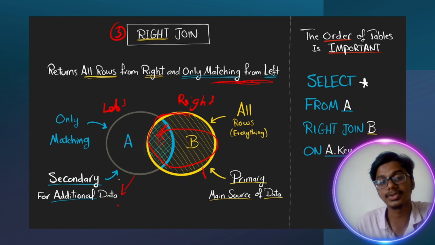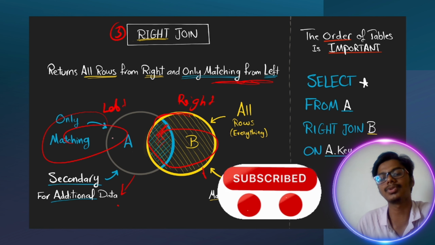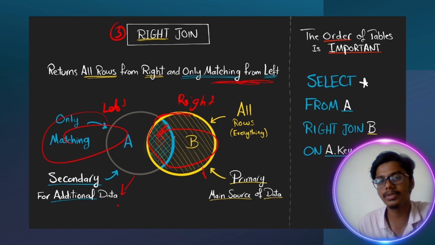Here, this is the secondary source. We want to get only the matching rows. That's how the right join works. Here also, the order of the table is very important. The main rule is that the order of the table is very important.